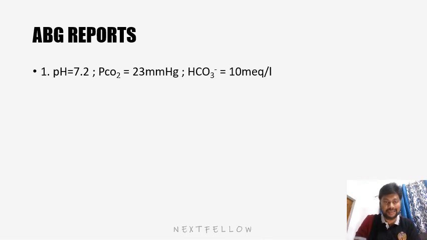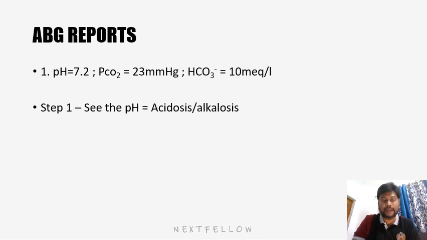In this, first you should see the blood pH. That is step one. Just see the pH and identify whether it is acidosis or alkalosis. What is the normal pH? I said it is 7.4. Anything less than that we call acidosis. Anything more than that we call alkalosis. Suppose it is exactly 7.4, then we can say it is normal. But before saying normal, you should see the other values also.